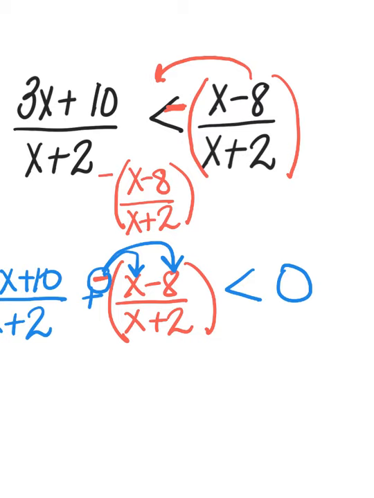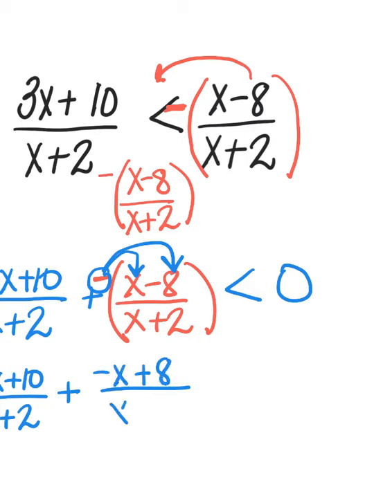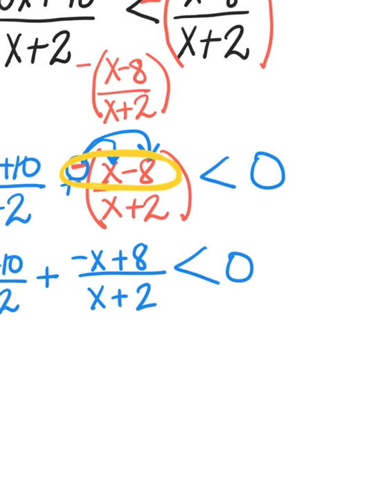So my first fraction is 3x plus 10 over x plus 2. Then I'm going to add to it the fraction that is negative x plus 8 over x plus 2. So again, what I did was the sign changer to only the numerator. You can't pass it out in both places, and you don't want to mess with the denominator. And this is less than 0. All right, now the good news is that I have a common denominator.